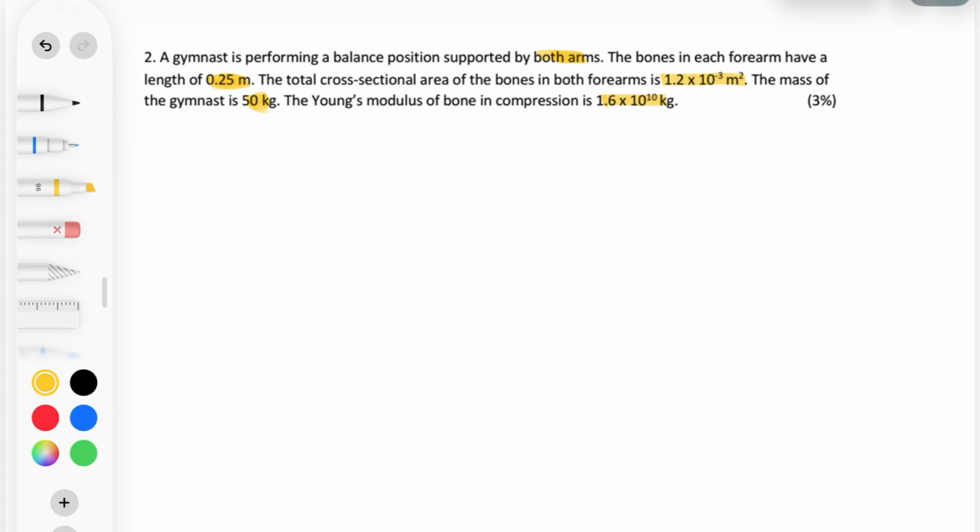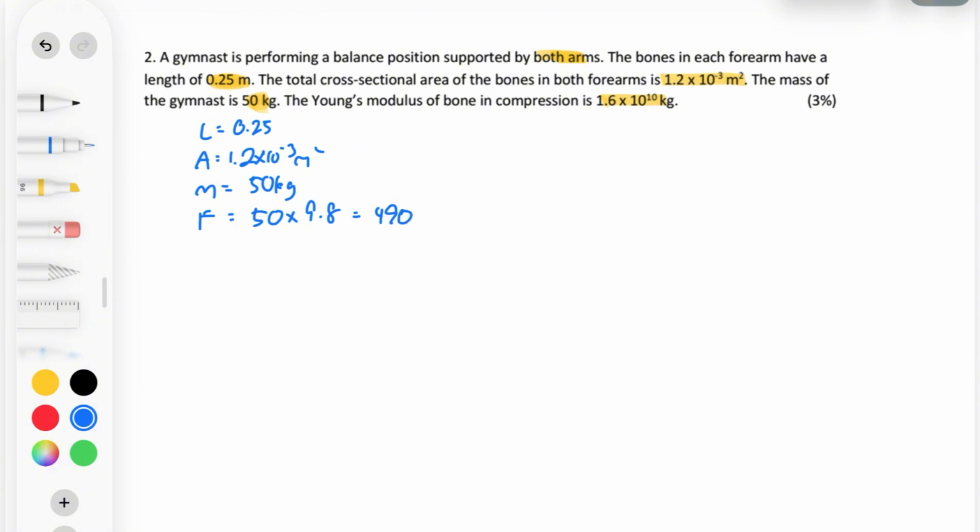Strain, or how much it extends. For this question we can do it like this: we just list out everything we have. The length is 0.25, and the area given to us is 1.2 times 10 to the power of negative 3 meter square. Also the gymnast's mass is 50 kg, and we can find the force, which is just 50 times 9.8 because force equals ma. We got 490 if I'm not mistaken.